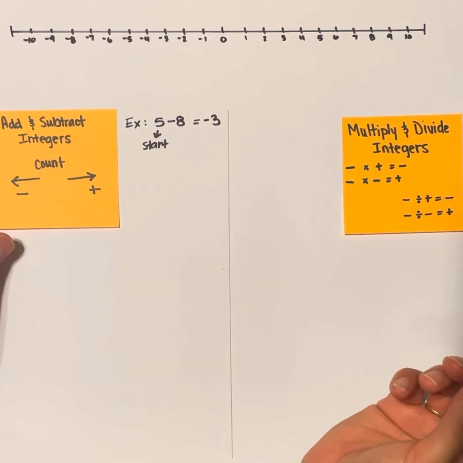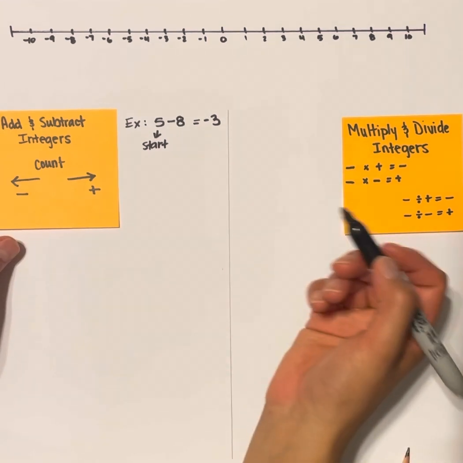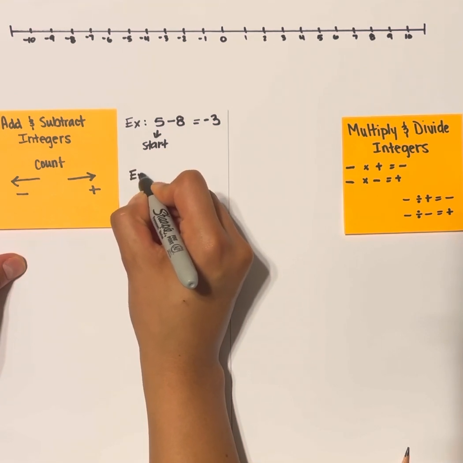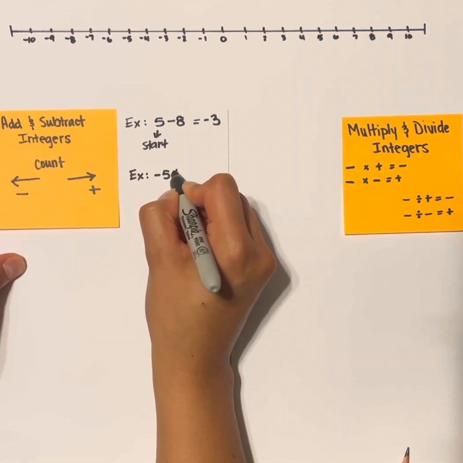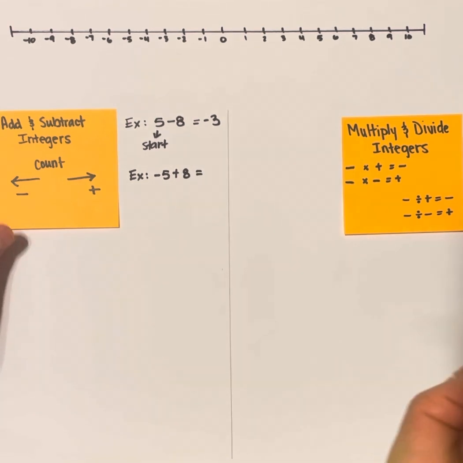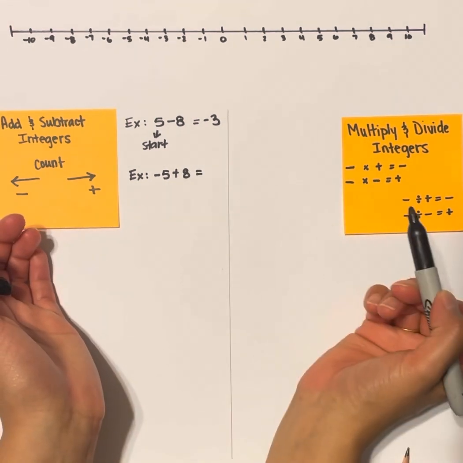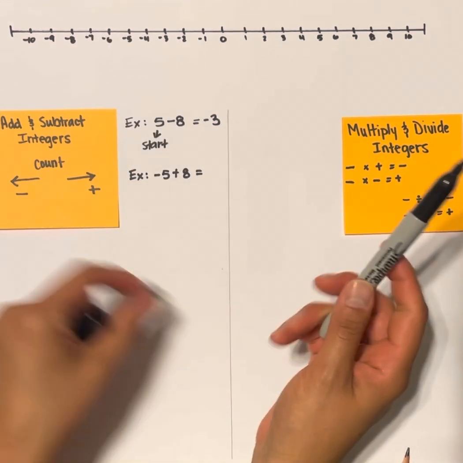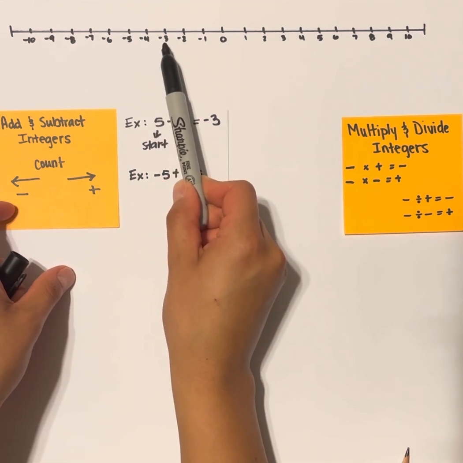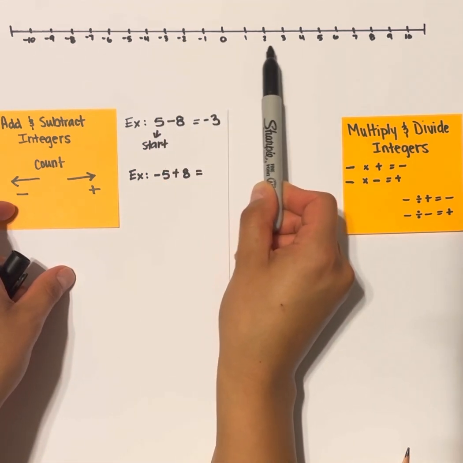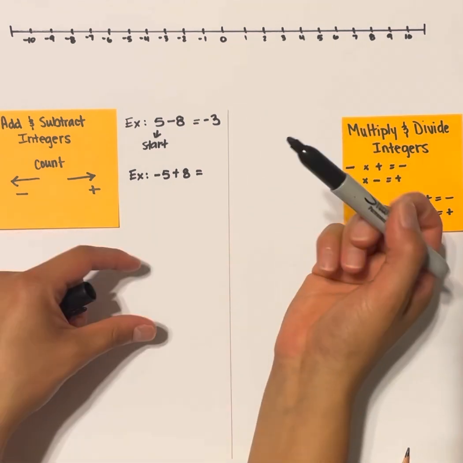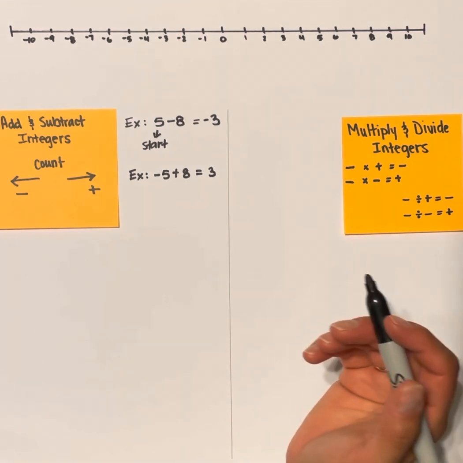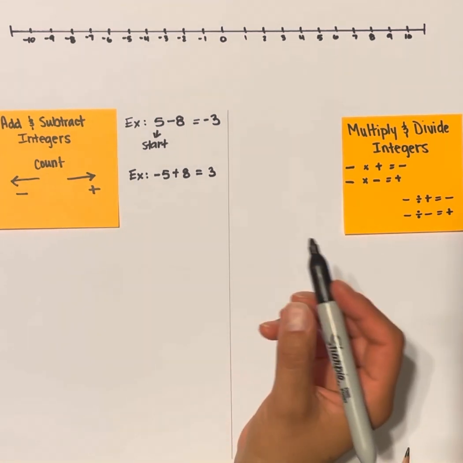Okay. We can look at another example. So what about -5 plus 8? So this is an addition example. That means I'm going to start at -5, which is over here, and I'm going to add 8. So that means count to the right, 8. 1, 2, 3, 4, 5, 6, 7, 8. That takes me to +3. My answer is +3.